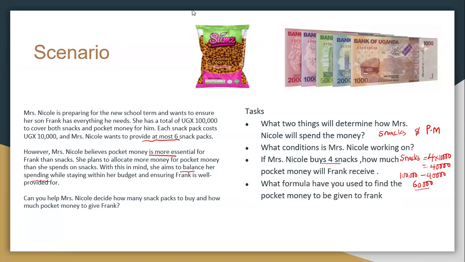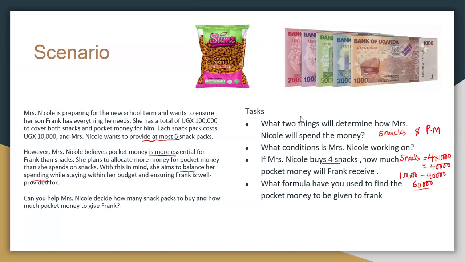We have another question there. What formula have you used to find the pocket money to be given to Frank? Yes, what formula? So if at all you have used some formula, you have reached somewhere, kindly feel free to raise up the hand and you share. What formula are we using in order for us to be able to get the answer? Or what have you done? I want us now to come up with a formula of how you have obtained the 60,000.